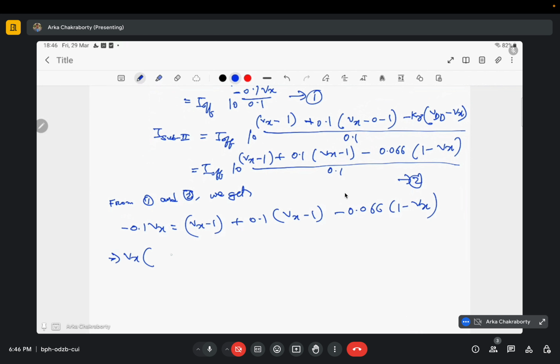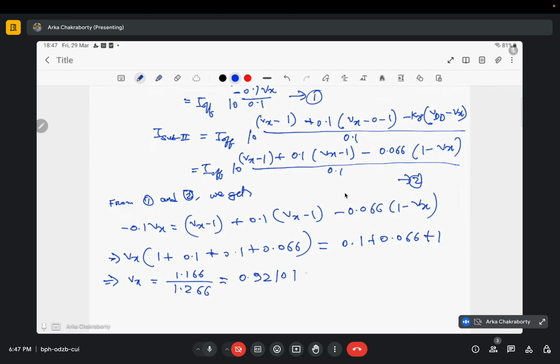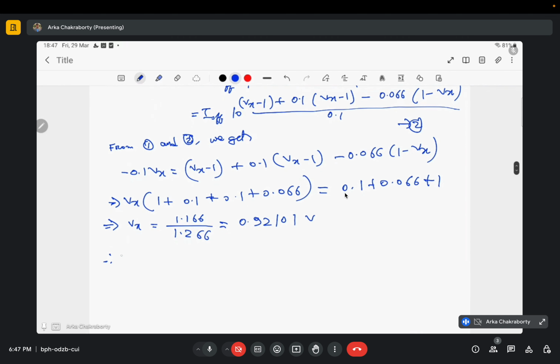Take Vx as common. 1 plus 0.1 plus 0.1 plus 0.066 equals 0.1 plus 0.066 plus 1, which implies Vx will be equal to 1.166 by 1.266, which comes as 0.9210 volt.